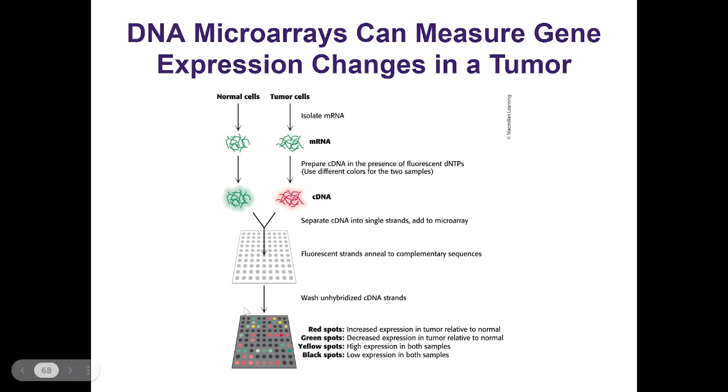Green spots are going to be a decrease in tumor relative to normal because the green will start showing through, right? Yellow spots are going to be high expression in both samples, so we get both. And then black spots will be, well, we didn't get anything fluorescent, so low expression in both. Anybody have any questions about those? Essentially, we're getting the DNA fragments to stick to certain spots, and this just allows us to visually indicate which of those has higher expression. Okay.